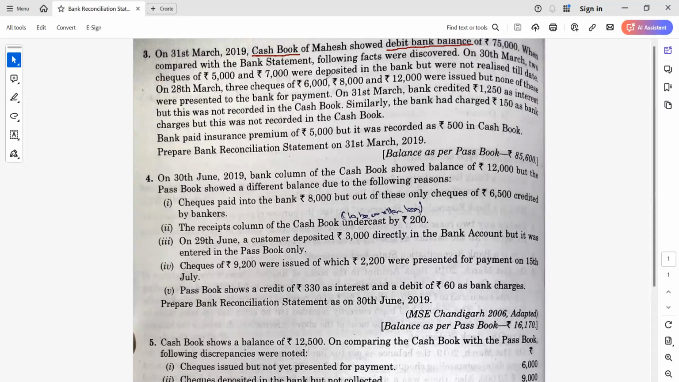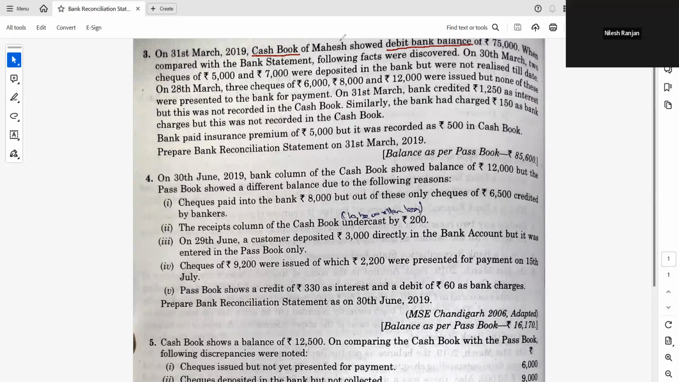On 31st March, the bank credited rupees 1,250 as interest, but this was not recorded in the cash book. Similarly, the bank had charged 150 as bank charge, but this was not recorded in the cash book. The bank paid an insurance premium of 5,000, but it was recorded as 500 in the cash book. So prepare a bank reconciliation statement as on 31st March 2019.